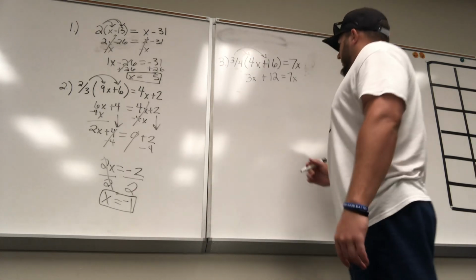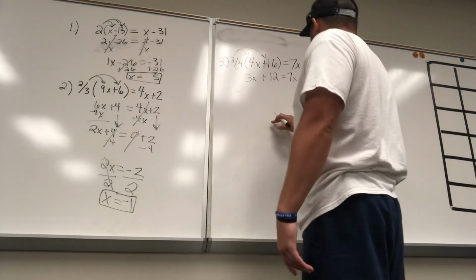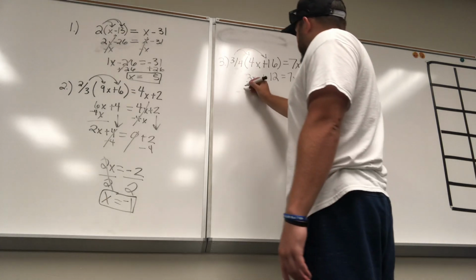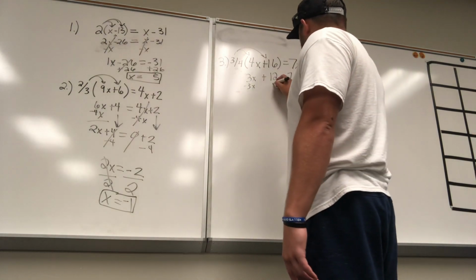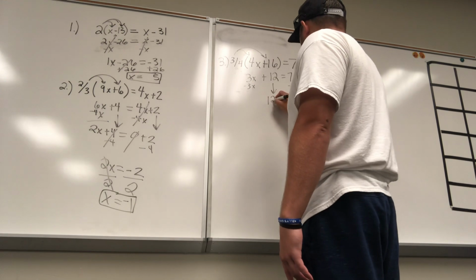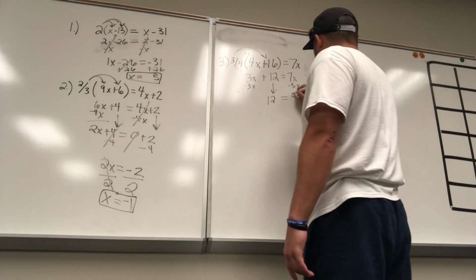So we just have 7x on this side. From here, it's pretty simple. We need to get the x's together. So let's do minus 3x, since it's the smaller number, minus 3x over here. This 12, we can do nothing with it. We're going to drop it down. 12 equals 7 minus 3, which should give you 4x.